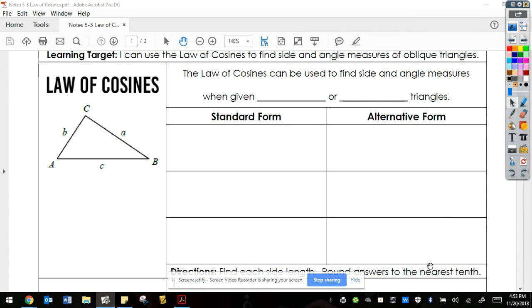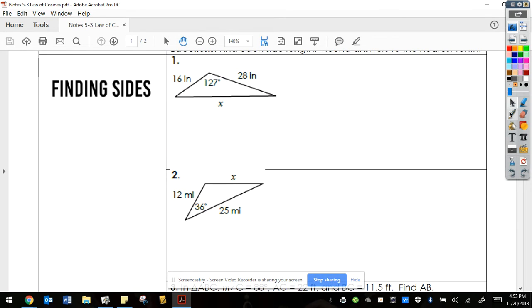All right, so let's try some examples. So number 1. All right, so we have a side that we are looking for. So we use the standard form equation. So what I recommend doing is going ahead and starting by labeling your triangle. Now, if this is capital A, then the side across from it is little a. The angle is capital B, and the side across from it is little b. And if this is capital C, the side across from it is little c.